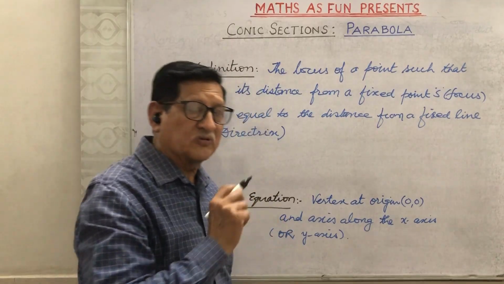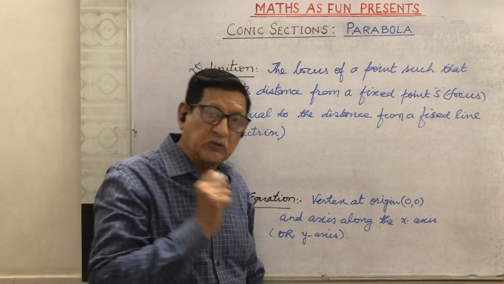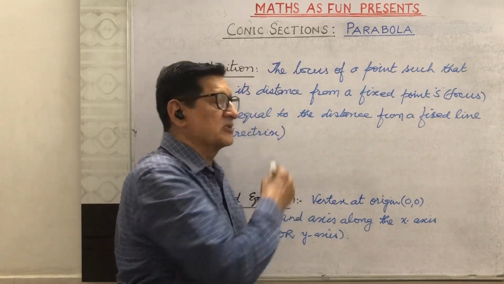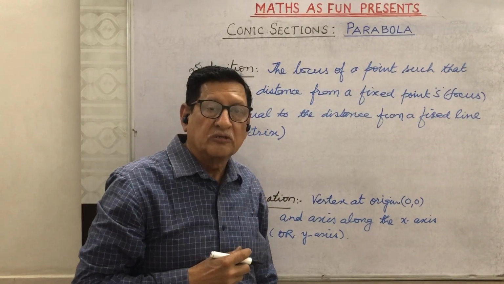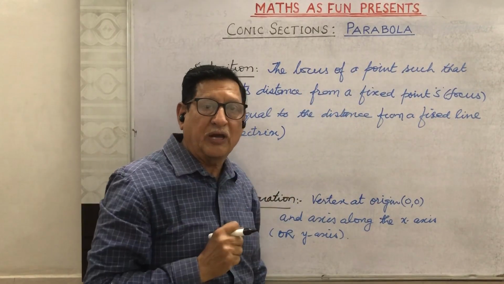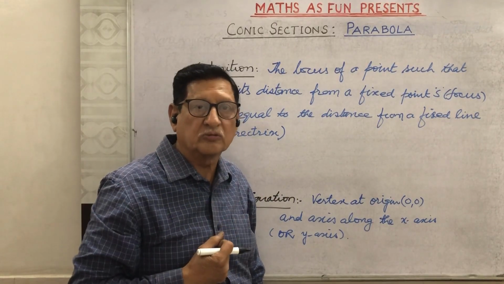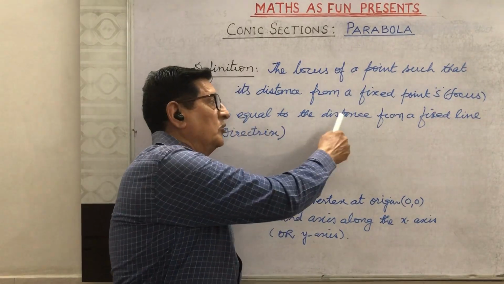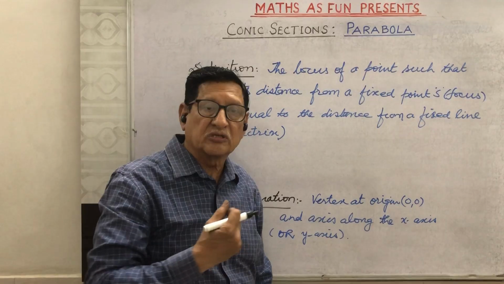As we learnt in the previous video, the eccentricity for a parabola is 1. It means the analytical definition can be given as the locus of a point such that its distance from a fixed point S, which is known as the focus, is equal to the distance from a fixed line, which is known as the directrix.